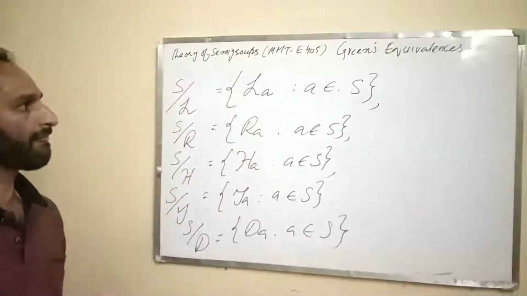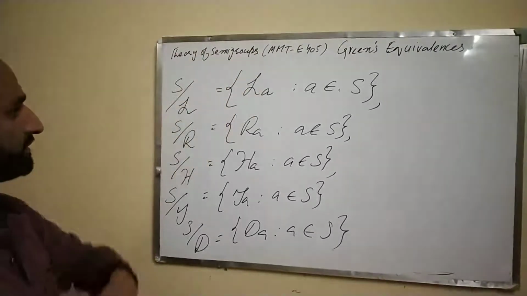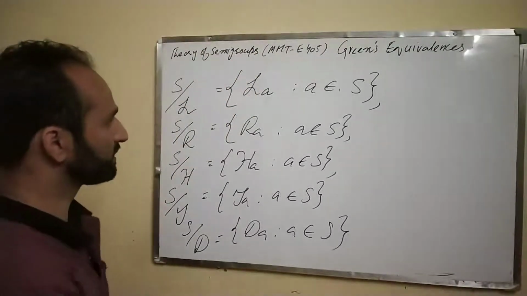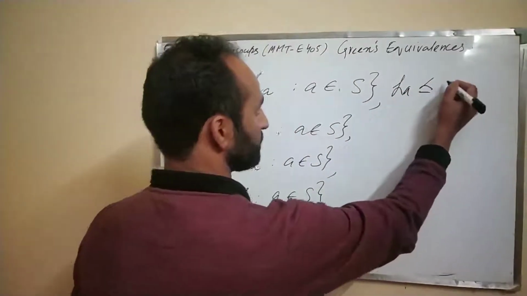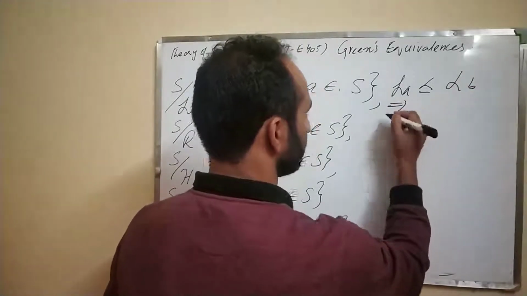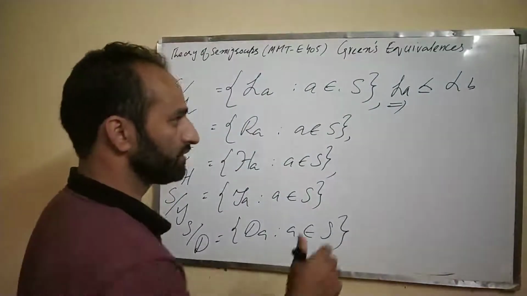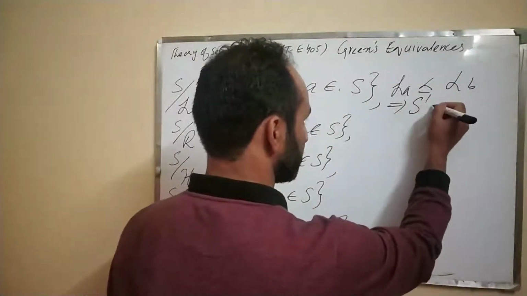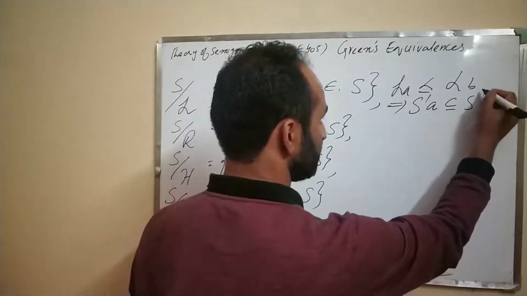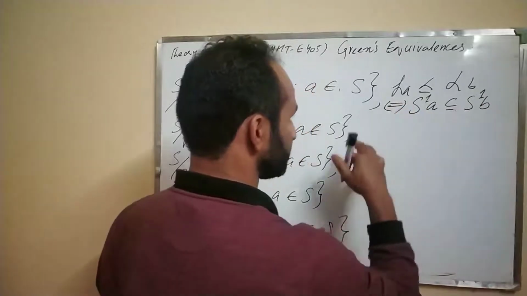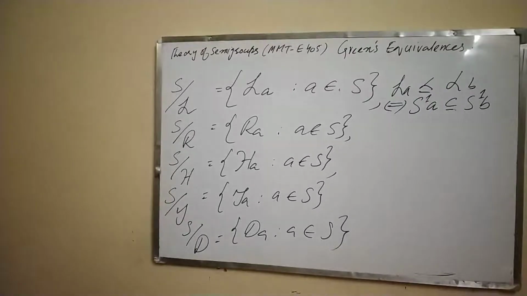So these are quotient sets actually, and we define an order on those sets so that they will become partially ordered sets. So let's define an order on this. We say L_a is related to L_b if and only if, because this relation depends on the principal left ideal, the principal left ideal generated by a is a subset of the principal left ideal generated by b. That's the relation on S over L. Then it will become a partially ordered set with respect to this relation.